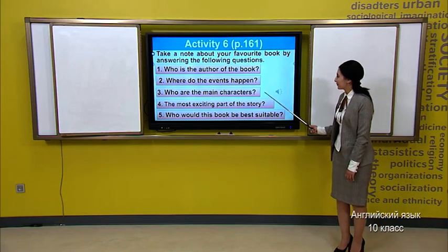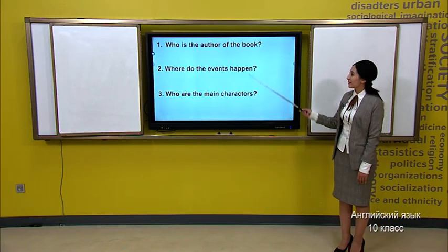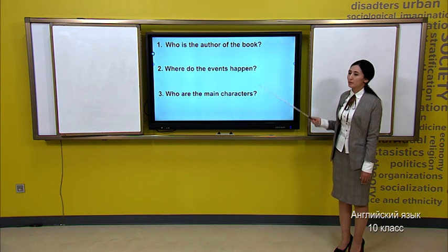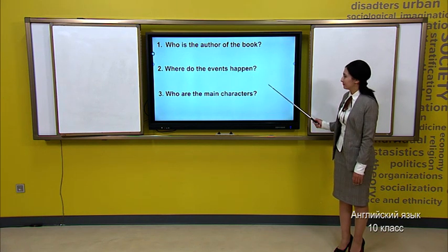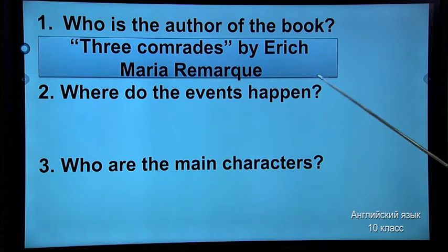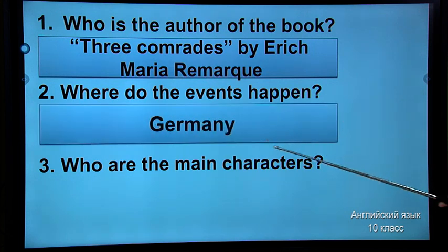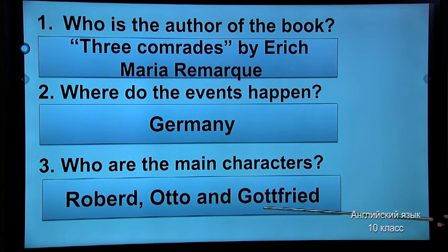Thank you, dears. Let's check your answers. The first, who is the author of the book? The book's name is Three Comrades by Erich Maria Remarque. The second question, where does the event happen? Germany. Who are the main characters? Robert, Otto, and Gottfried.